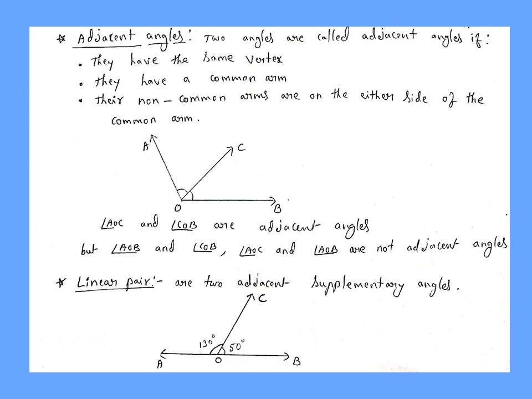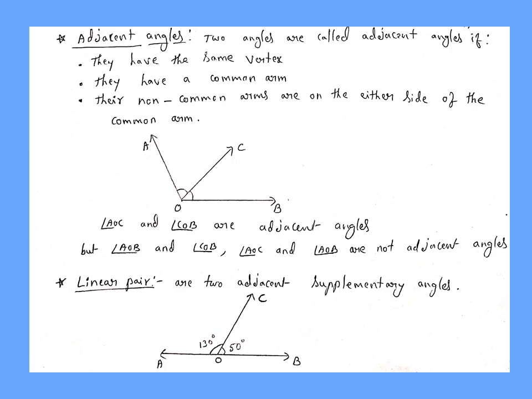Adjacent angles. Two angles are called adjacent angles if they have the same vertex, have a common arm, and their non-common arms are on either side of the common arm. Here, angle AOC and angle COB are adjacent angles, but angle AOB and angle COB, angle AOC and angle AOB are not adjacent angles.